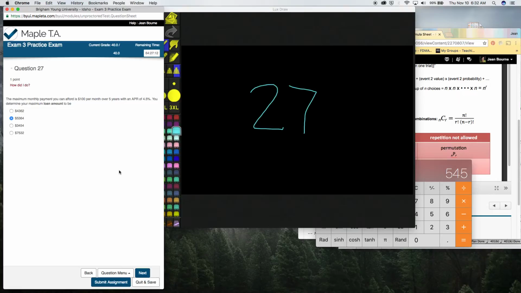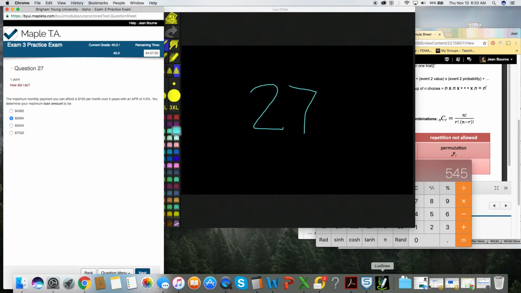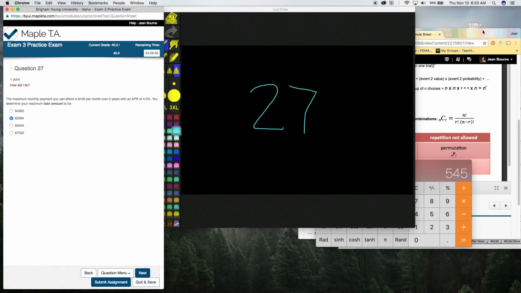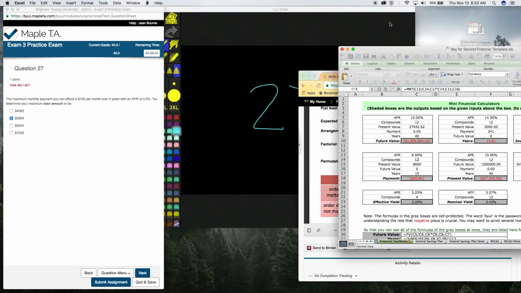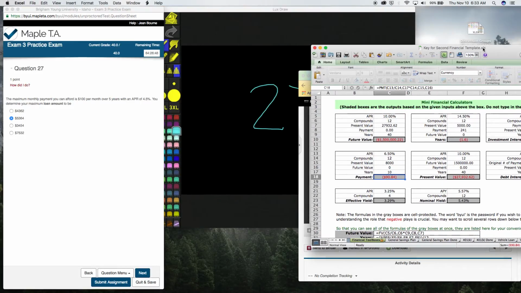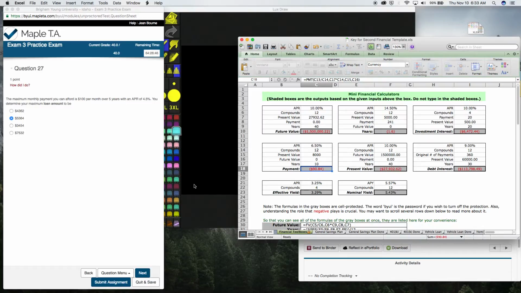Oh, actually, I'm not going to do 27. For 27, you can just use your toolbox. I'll just show you, it's so fast. If I can find my... there it is. On this one, you're going to use the future value toolbox. Or I'm sorry, the present value toolbox.